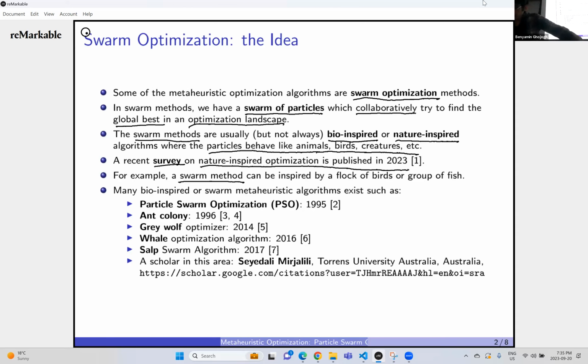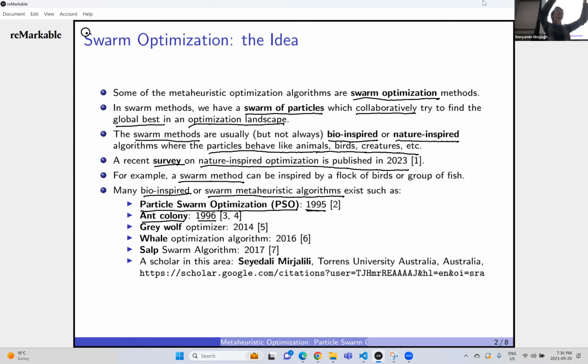Many bio-inspired or swarm-based algorithms exist, many of them, such as particle swarm optimization or PSO in short. It was proposed in 1995. Ant colony, we will cover it hopefully, in 1996. So ant colony imitates the behavior of ants in a colony or a swarm of ants. Don't think that these are very naive algorithms. Ant colony can be used for graph optimization a lot.